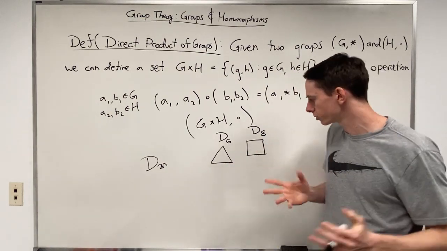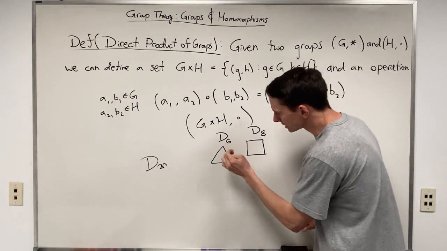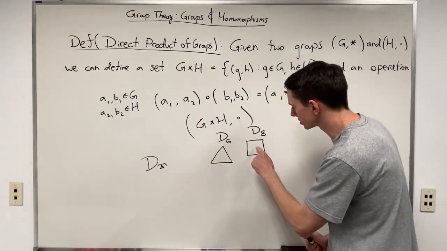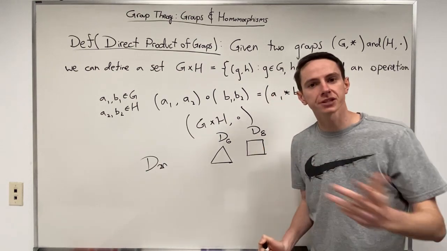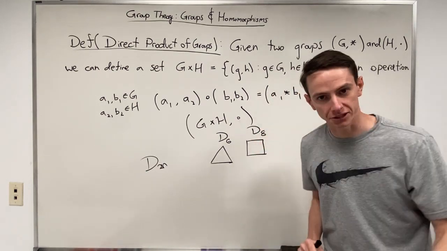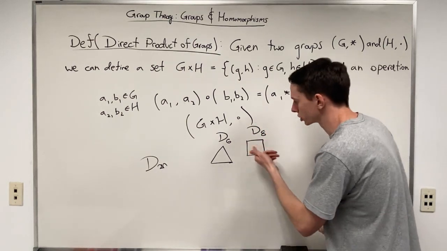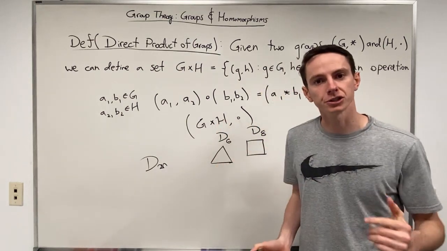And the answer to that is, well, for every symmetry of the triangle, whether we rotate it or reflect it, we can always just leave the square the same. We could leave it untouched. And vice versa, we could perform any manipulation that we want on the square while leaving the triangle unchanged.